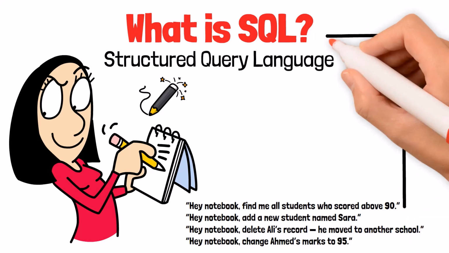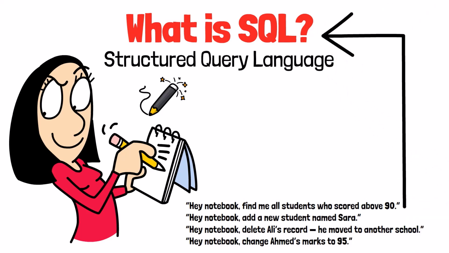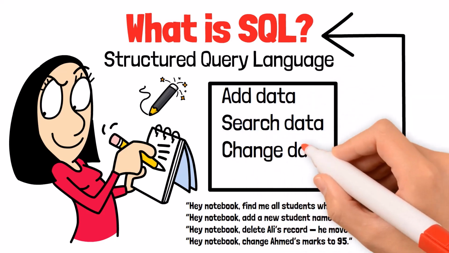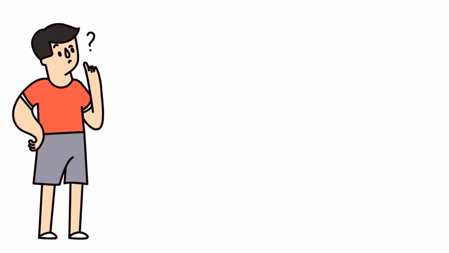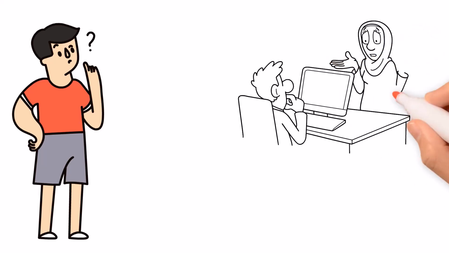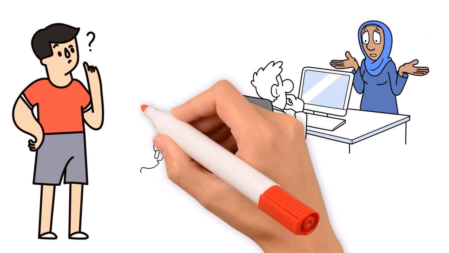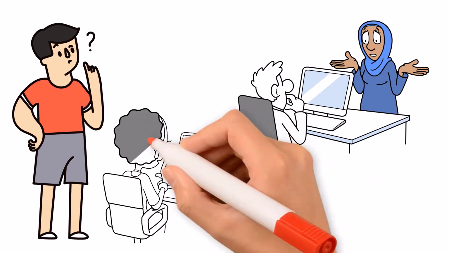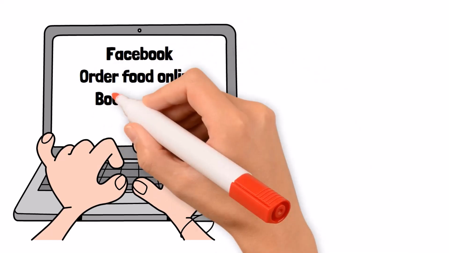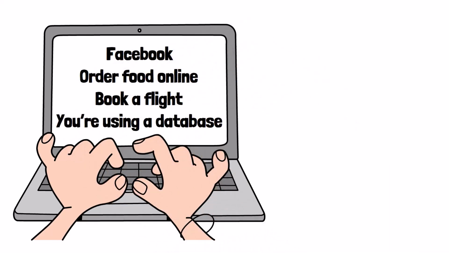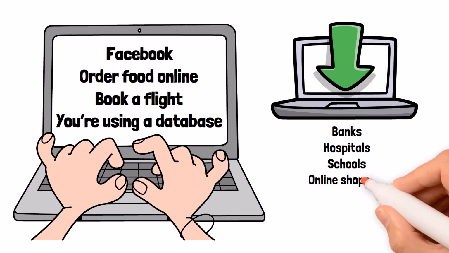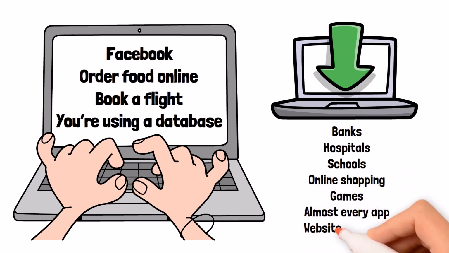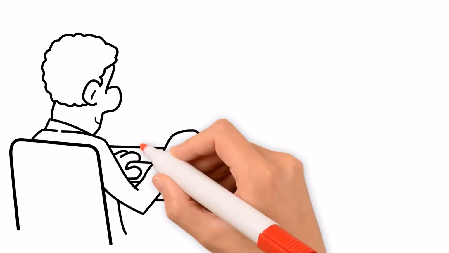These magical commands are written using SQL, so SQL helps you add data, search data, change data, remove data, all with a few simple lines of text. Why is it important? Imagine if Google didn't have a database, you'd never be able to search for anything. If YouTube didn't have a database, it couldn't show you your watch history or favorite videos. Every time you log into Facebook, order food online, or book a flight, you're using a database. Databases and SQL are used in banks, hospitals, schools, online shopping, games, and almost every app or website you know. So learning about databases is like learning how to organize the digital world.